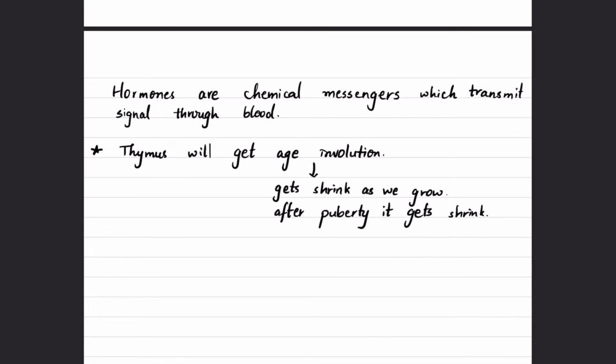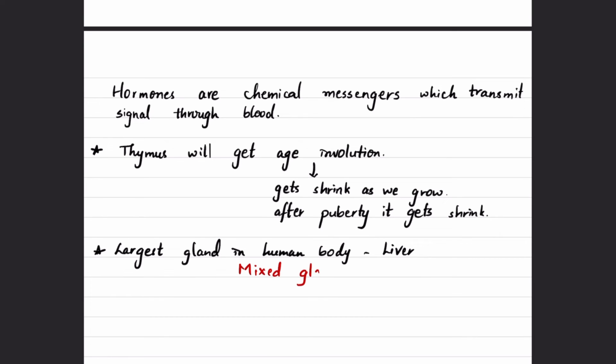Now we will see the largest gland in the human body. The largest gland in the human body is the liver. Let me tell you that the liver is an exocrine as well as an endocrine gland. Such glands we call mixed glands, so the largest mixed gland in the human body is also the liver. The hormones secreted by the liver are somatomedins, also known as insulin-like growth factor.